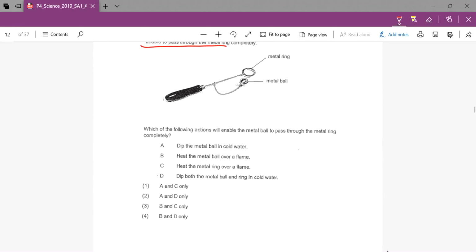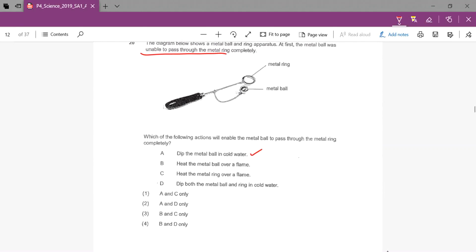Dip the metal ball in cold water. Yeah. Right? You want it to contract. You want it to become smaller. Yes. Heat metal ball over a flame. Why would you want to do that? It will expand. It will gain heat and expand, become bigger, even harder to pass through.